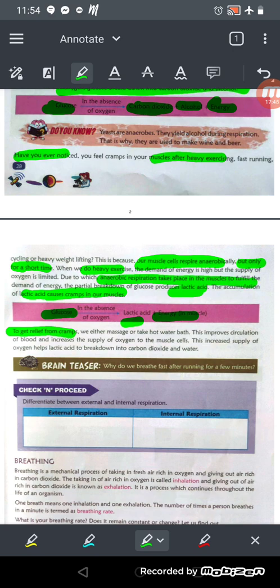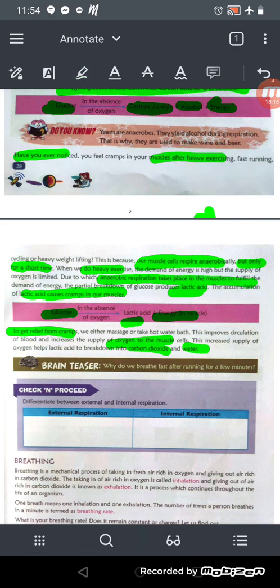So when the circulation of blood is increased, oxygen will be supplied to that place, because the blood carries the oxygen to the muscles, and this increased supply of oxygen helps the lactic acid to break down. So when oxygen is supplied to that place, the lactic acid breaks down into what? Into carbon dioxide and water, and we get relief from that. Clear? So why do we get the cramps? I hope you are all clear with that.